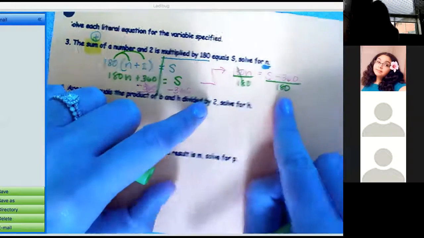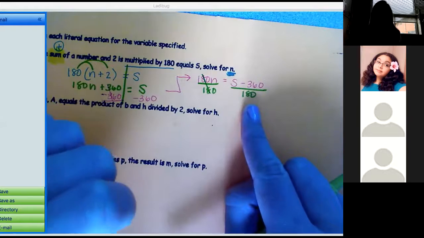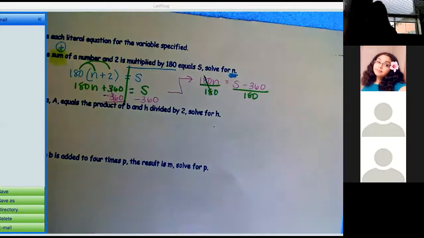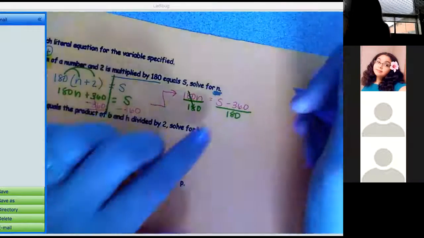So you could leave it like this. Let's see what else y'all think. What else could I do to this? Simplify it. How would I simplify it, Jaquez? You can divide 360 by 180. Yes, you can. And you get 2.